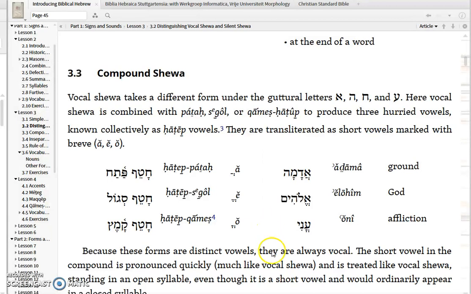And then you have the Hataf Kamats. That would be the O vowel Kamats, very, very short O. Again, half Kamats, half schwa. Oni is the word for affliction. And then it's not Oni with a full-fledged O vowel, but Oni. It's a very, very, very short O that's there, and that's called a Hataf Kamats. Now, the nature of these hataf vowels is that they will always be vocal.